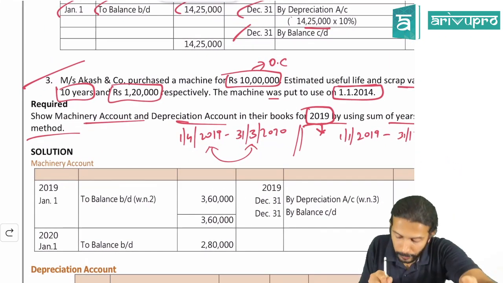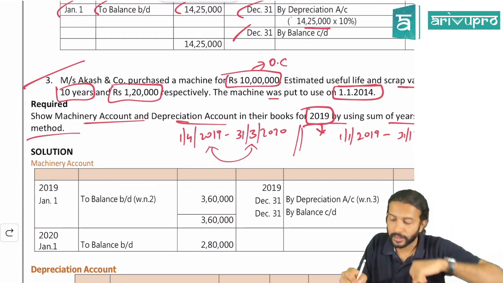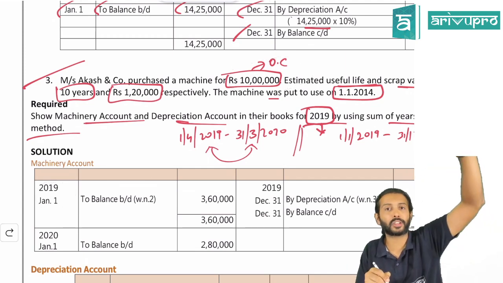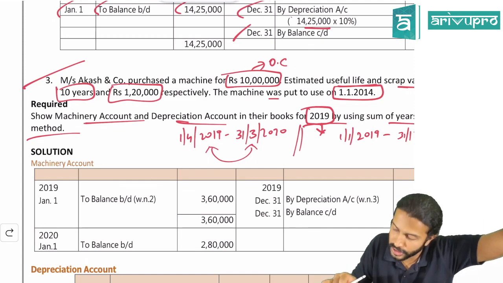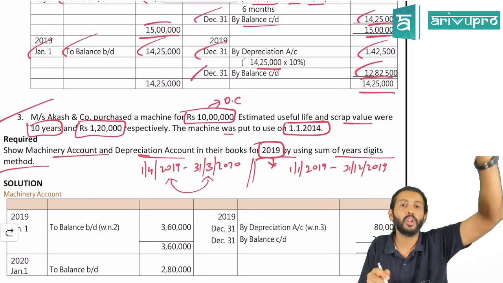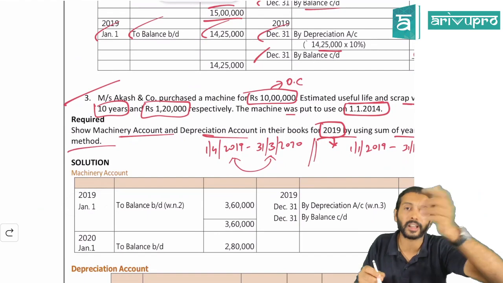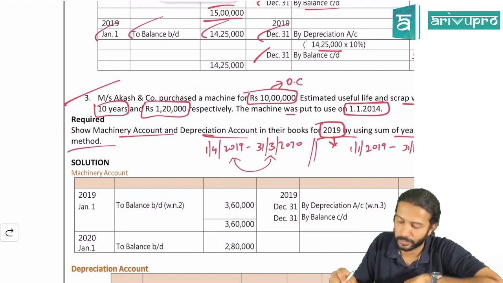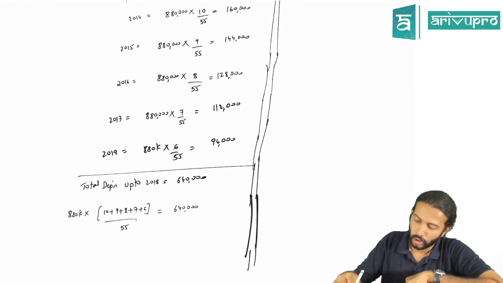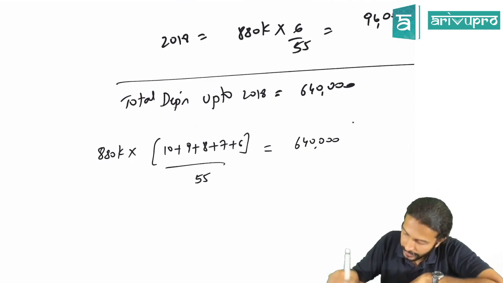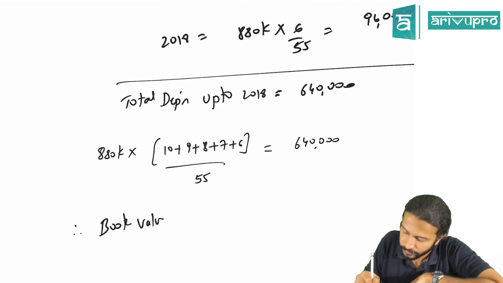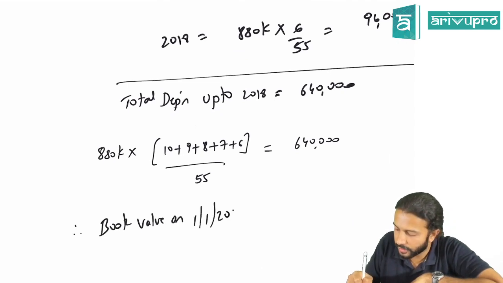No. We are preparing the ledger from 2019. 10 lakh was the value of the asset, or the book value on 1st January 2014. You want the book value on 1st January 2019. How will you get the book value? You bought the asset. Therefore, to calculate that, we require this information. Therefore, book value on 1st January 2019.